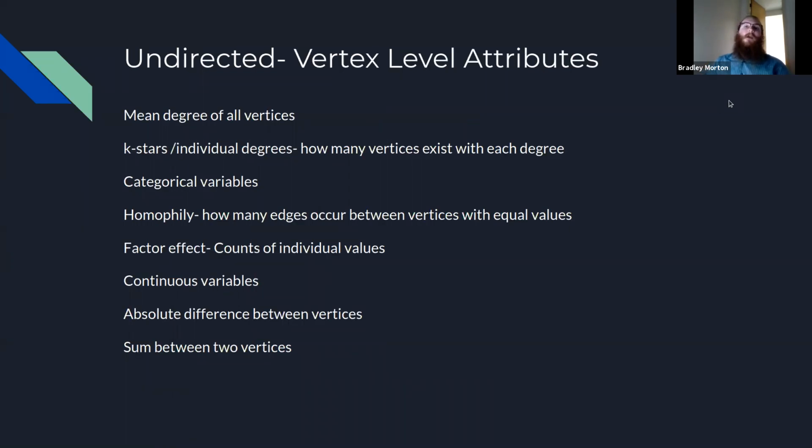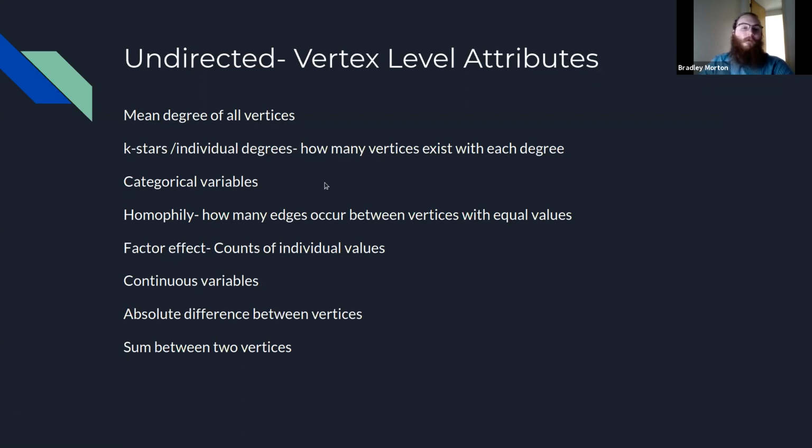We can also have data on the vertices themselves. So in the second example I will be going over, the data corresponds to high school students in a simulated network. Each high school student has variables attached for grade, race, and sex. And we can end up defining statistics based off of these attributes. The simplest is just the mean degree of all the vertices. We can also look at the k-stars and the individual degrees. How many vertices exist that are degree 0, degree 1, degree 2? And these are relational statistics based on how the vertex relates to others versus the variables directly on it.